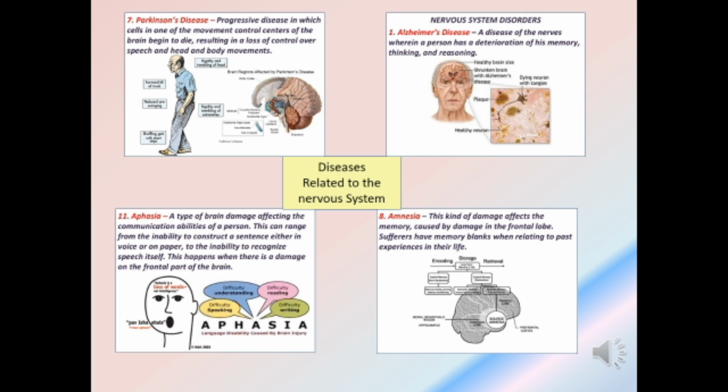And the next one is aphasia. It is brain damage affecting the communication ability of a person. Suddenly, the person loses the ability to speak, to construct sentences, either on paper or verbally, and cannot recognize speech itself. This happens when there is damage in the front part of the brain. There are other diseases related to the nervous system, but we're going to take a look at these four only.